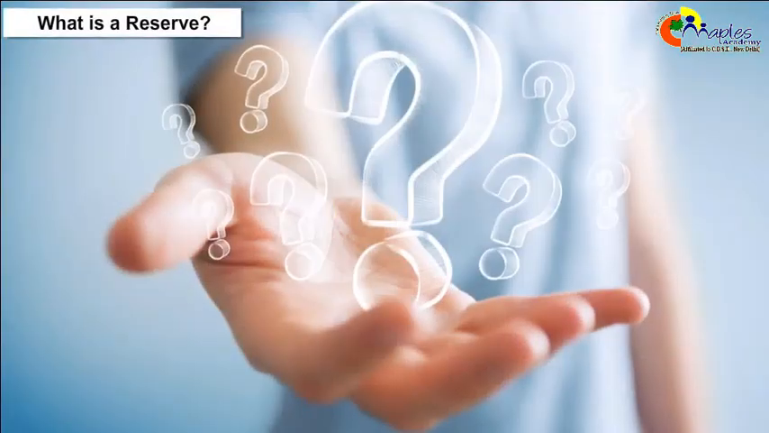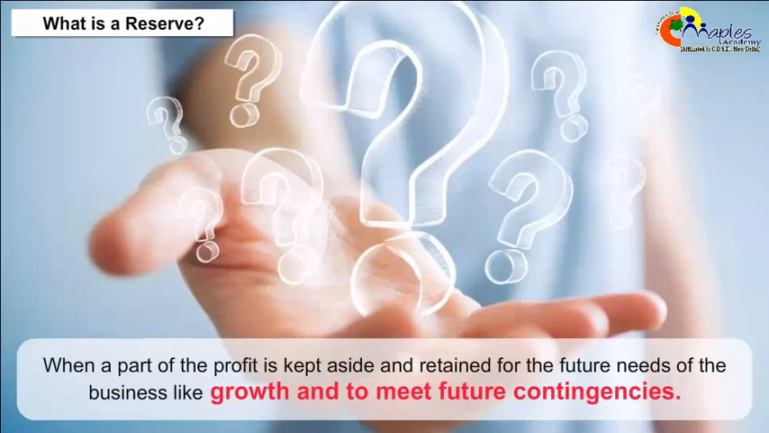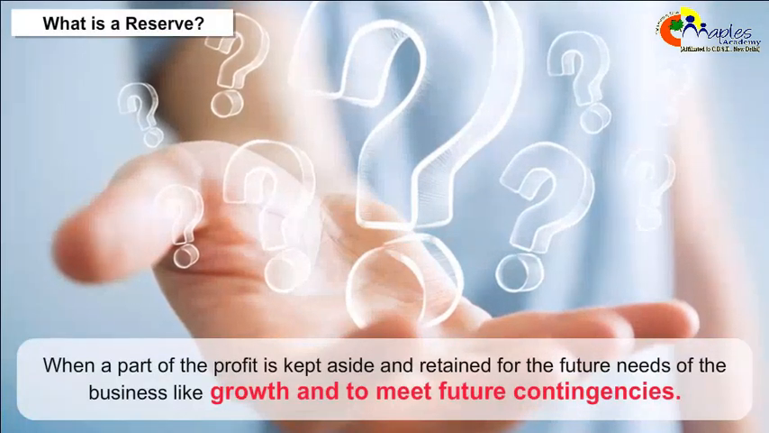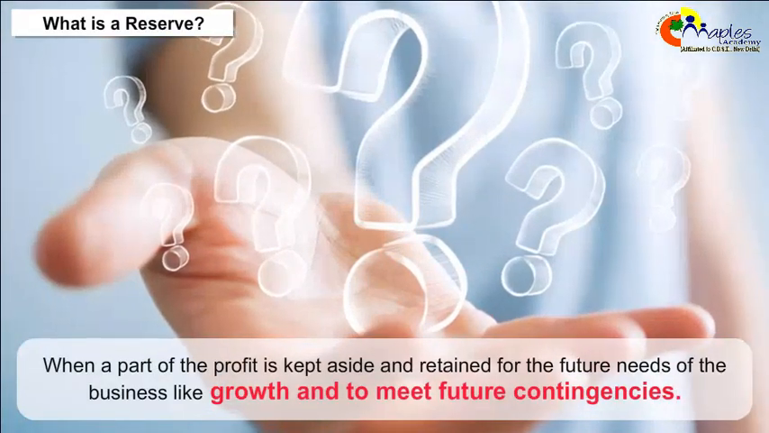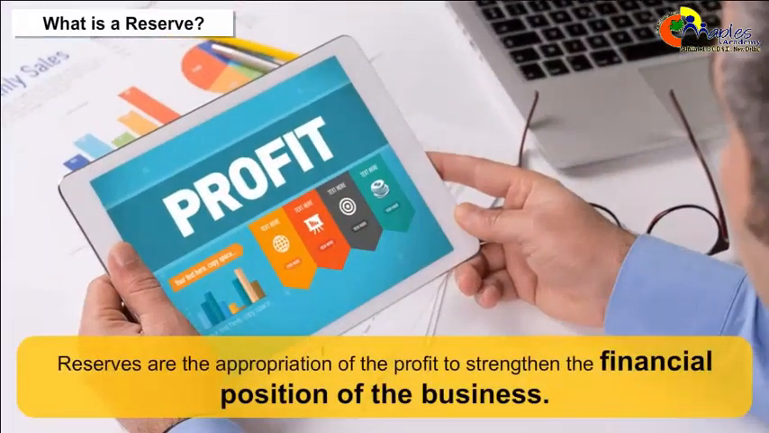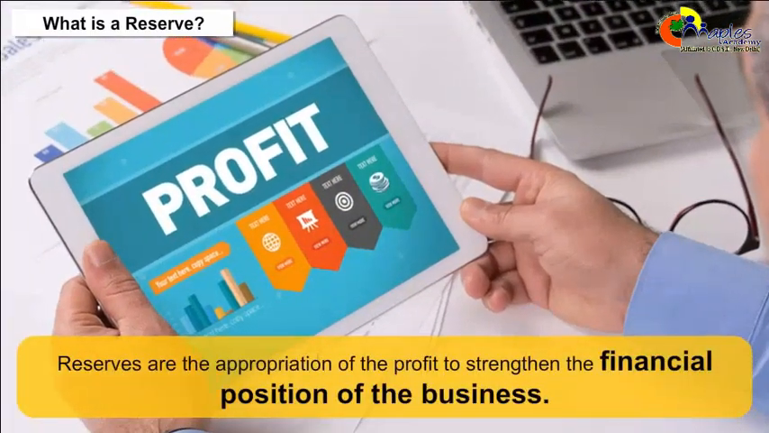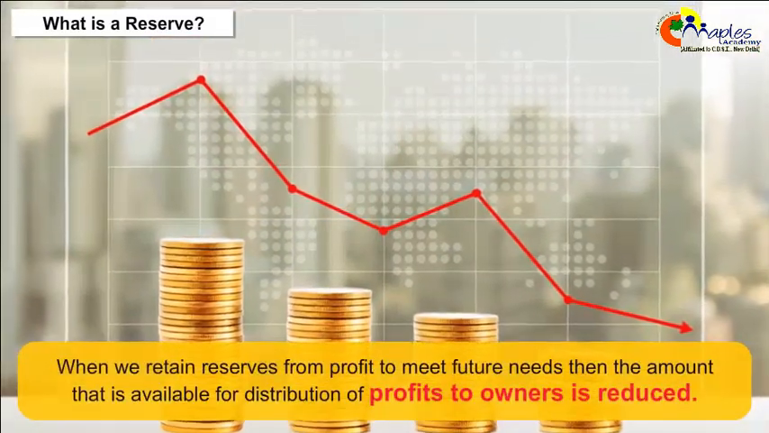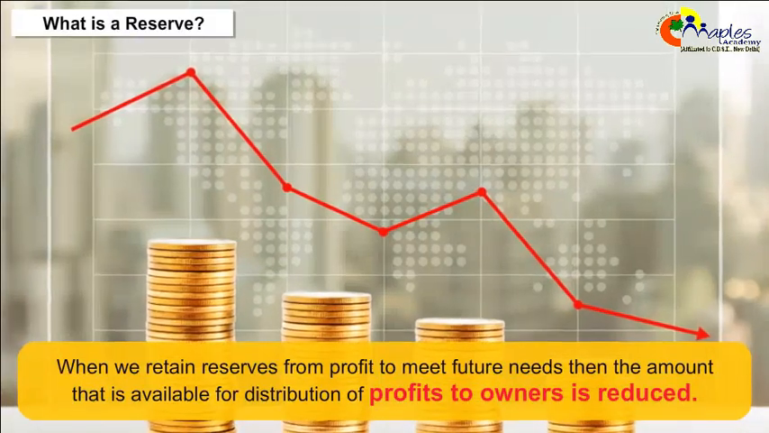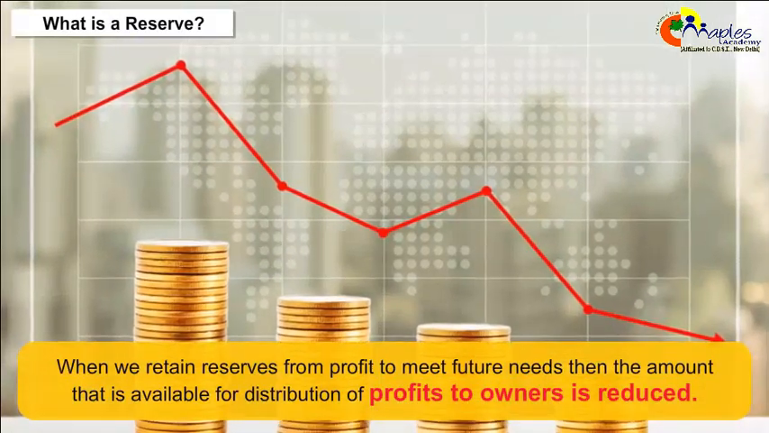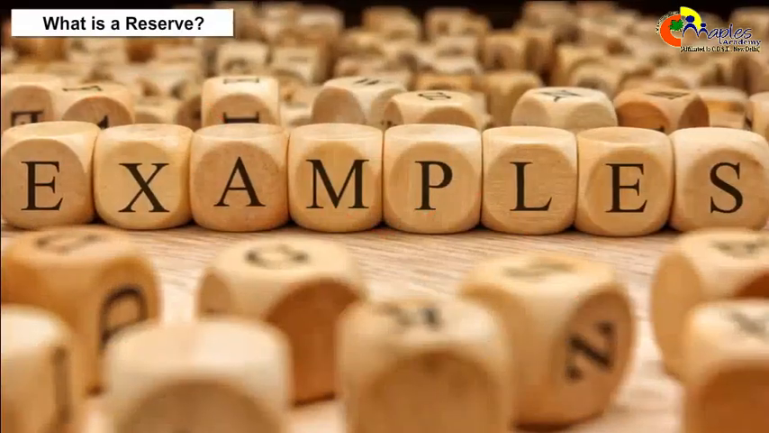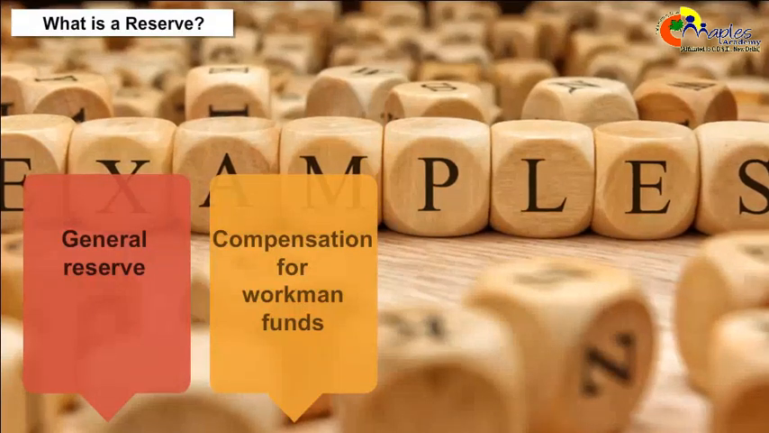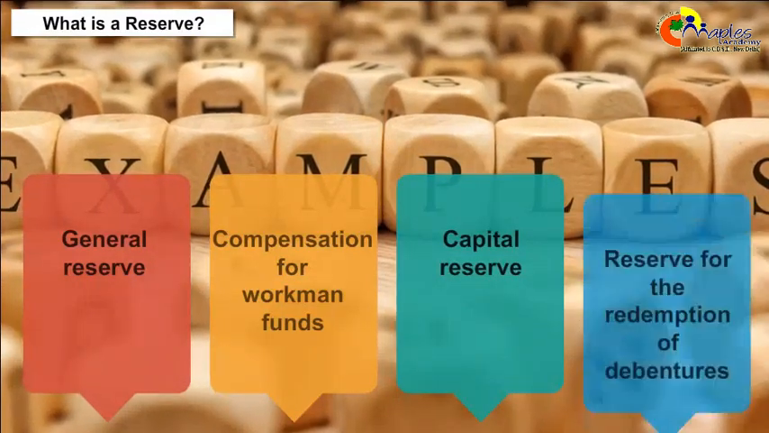Reserves. What is a reserve? When a part of the profit is kept aside and retained for the future needs of the business, like growth and to meet future contingencies, reserves are the appropriation of the profit to strengthen the financial position of the business. When we retain reserves from profit to meet future needs, the amount available for distribution of profits to owners is reduced. Examples of reserves are general reserve, workmen compensation fund, capital reserve, reserve for the redemption of debentures.